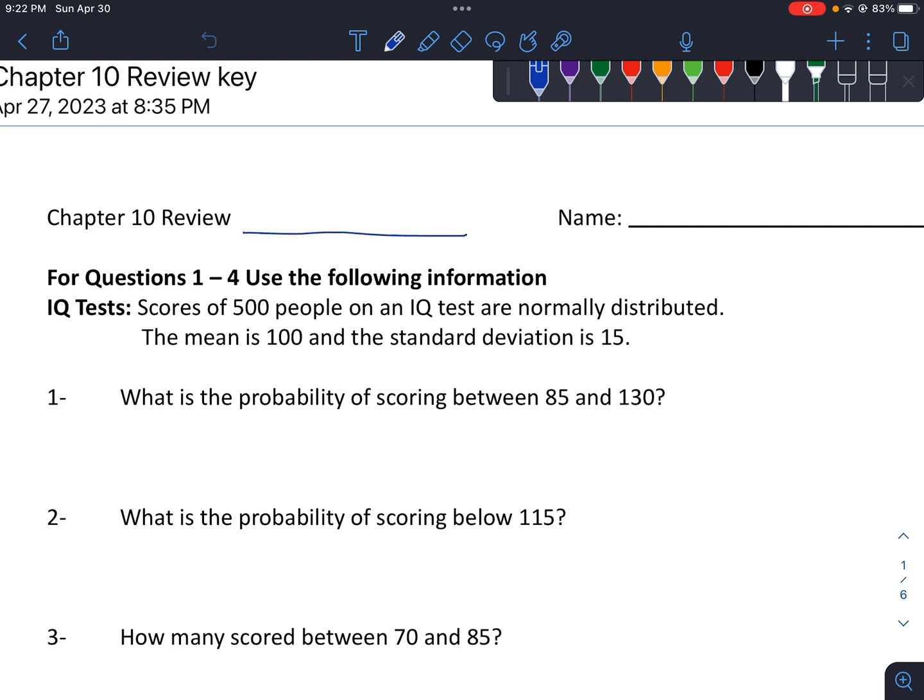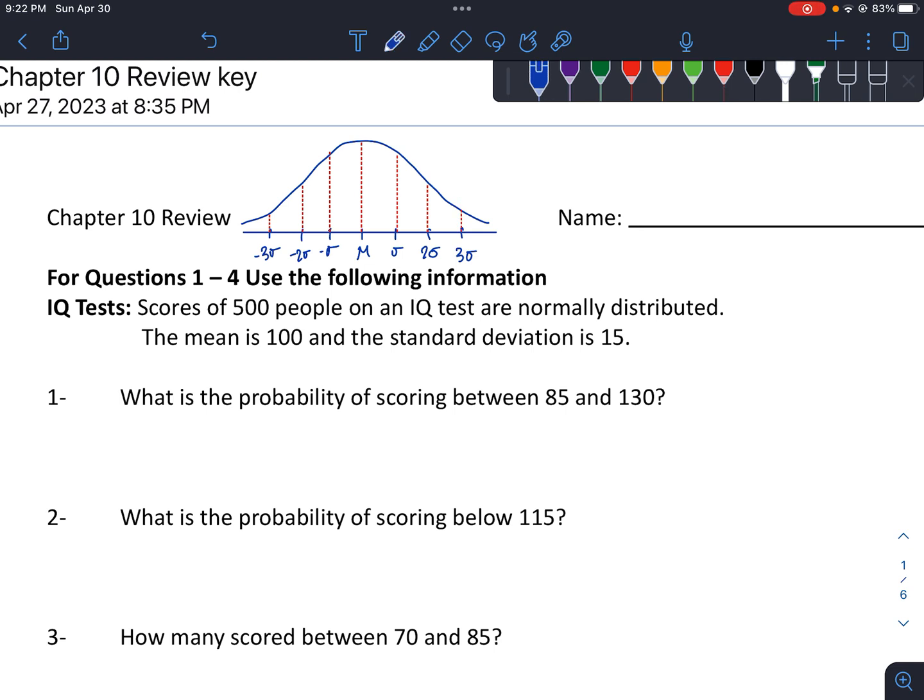Let me see if I can draw one really quickly off the top of my head. Given that a distribution is normal, say this is the mean, this is one standard deviation left, this is two standard deviations left, and three standard deviations left, and the same the other way. Say we split up the distribution by each standard deviation.